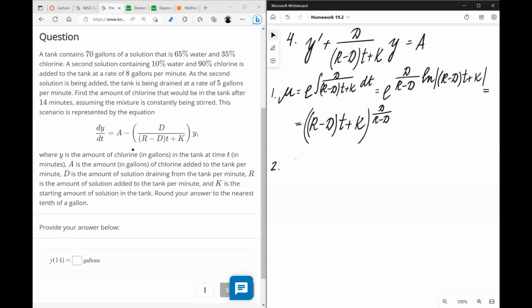Now step 2 is to multiply both sides by the integrating factor, and we write the left hand side as the integrating factor times the function, and on the right side we have an integral of the original right hand side multiplied by the integrating factor.